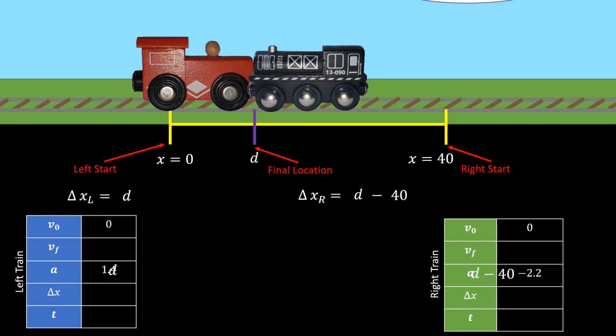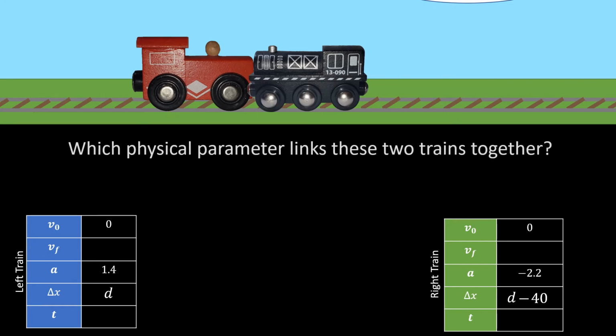Using this, we can write down the displacement for each train and then place the results into our table. It may seem like we are stuck here as there is no more information given about each train. However, there is a key parameter that links the two together. Both trains start their motion at the same time. If we place stopwatches on each train, they would read the same time throughout the problem. That is, t left equals t right. In fact, time is almost always the linking parameter.